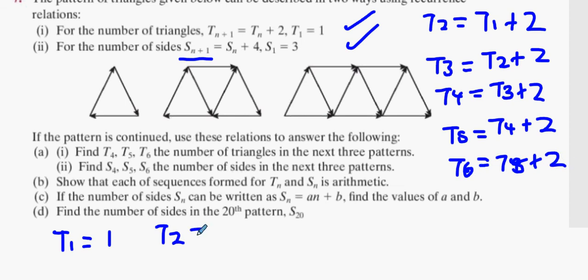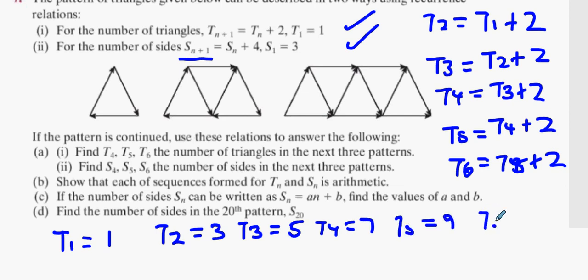What's T2 then? Go on. T2? T3? Just keep adding on 2, isn't it? What's T4? T5? And T6. Awesome. Alright. Let's start off with the S's now.